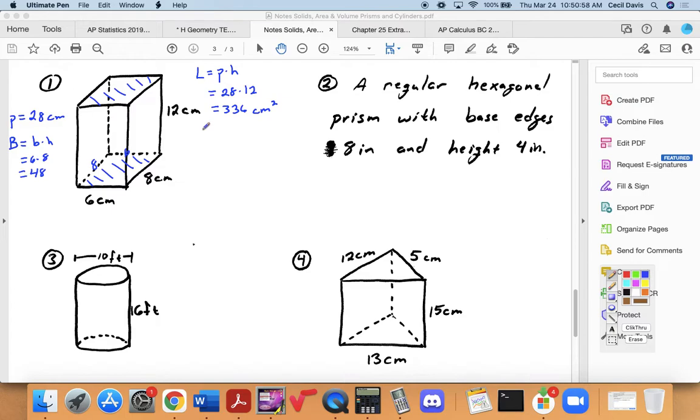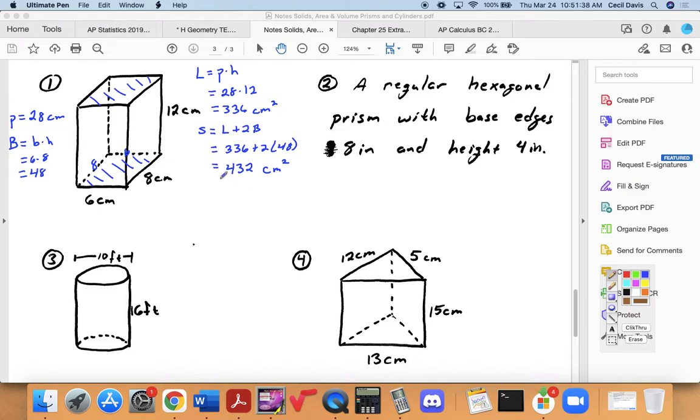What did it ask me to find next? The surface area. So for the surface area, we've already got the area of the sides, right? That's the lateral area. But I need to add on the area of the two bases, the top and the bottom. So that's 336 plus 2 times 48. 4 less than 100, so 432. Again, you should always check.